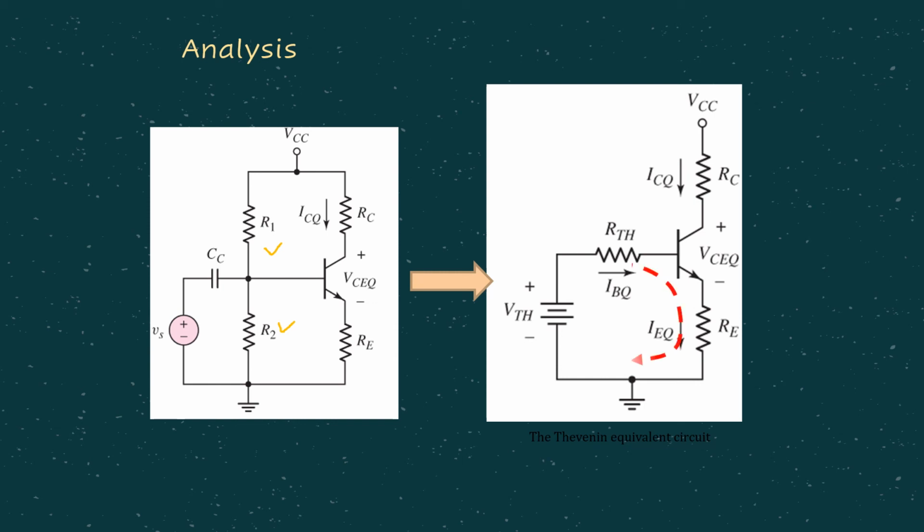Now we have RTH and VTH. So we can include this RTH, VTH in the circuit as the representation of the input side. But then the rest of the components remain the same, where we still have the RC, we still have the RE, and VCC connected to the circuit.